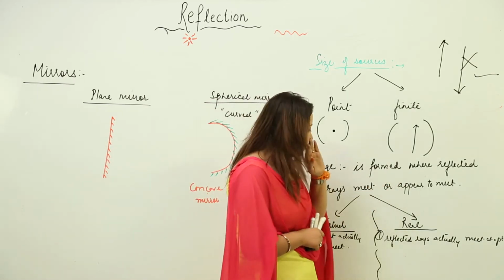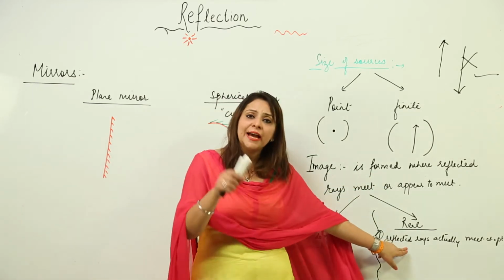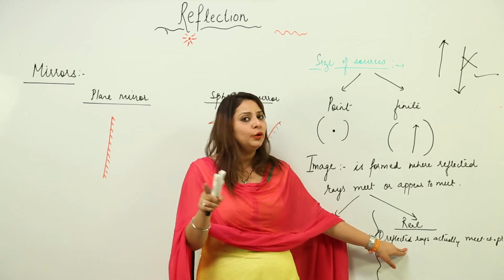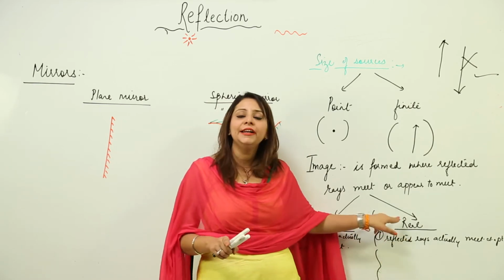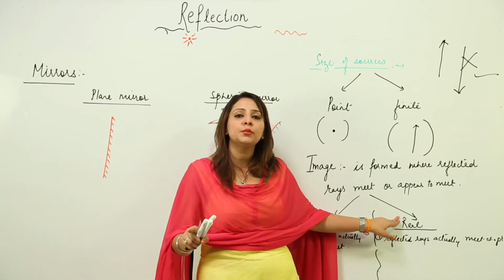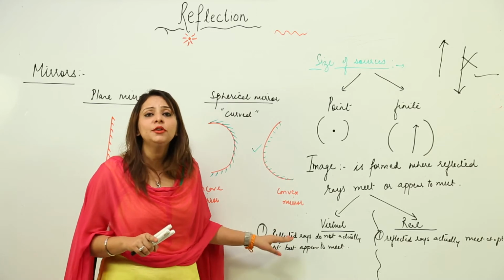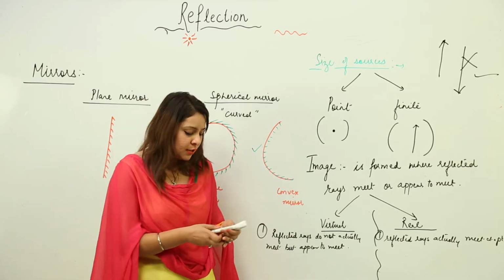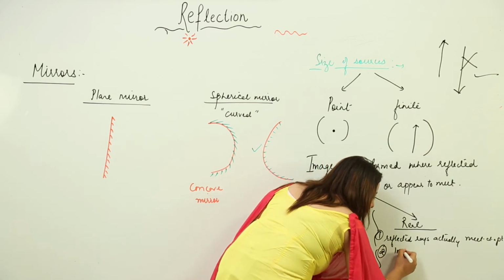So depending upon that, we have two kinds of image. When reflected rays are actually meeting at a point, that means there is no hypothetical situation, they are actually meeting at a point, the image which is formed at that point is real. And when they are not actually meeting, they just appear to meet at a certain point, the image is said to be virtual. Real images are always inverted.